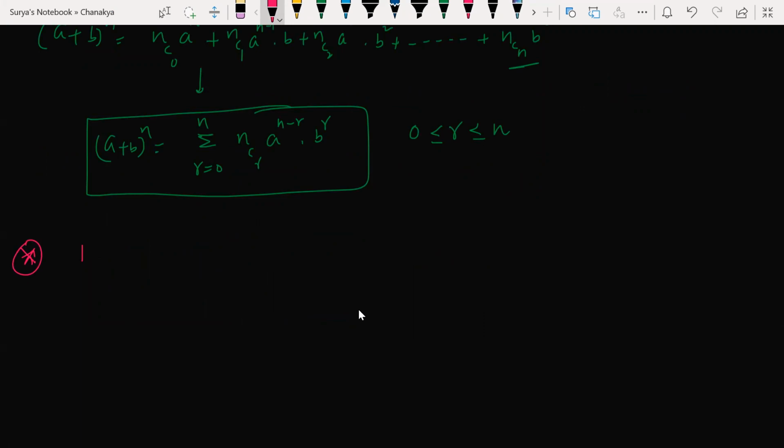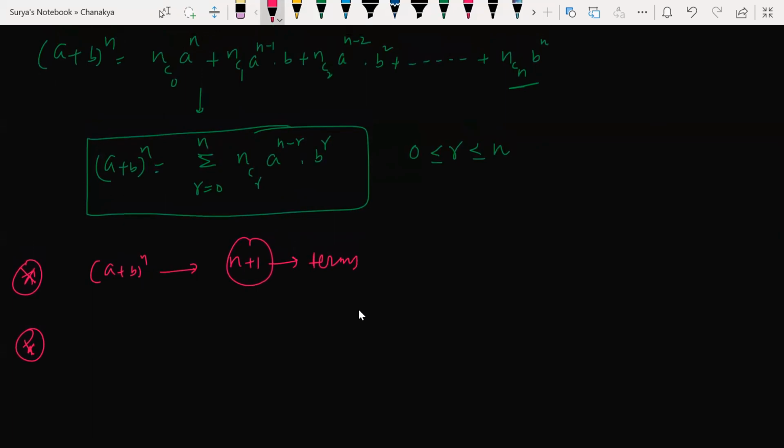(a plus b) to the power of n: how many terms will it have? It will have n plus 1 terms. Next, in each term, what happens? The power of a starts from highest, a to the power of n, down to 0, and b starts from 0 up to b to the power of n. That is how it happens.